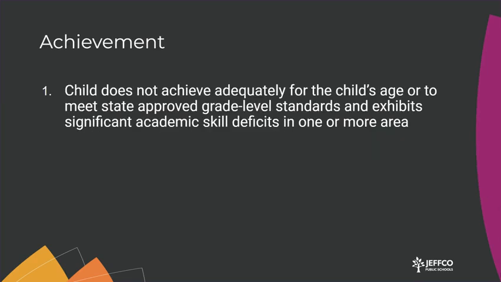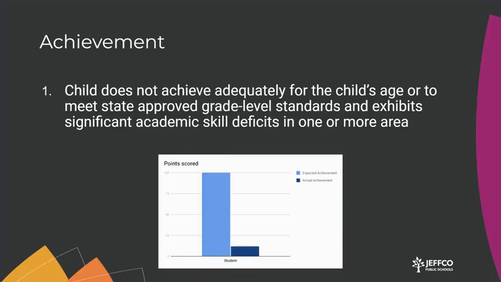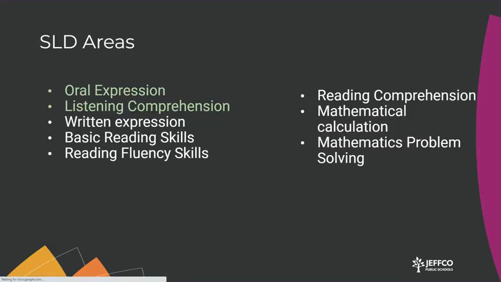The first is achievement. The child does not achieve adequately for their age or to meet state-approved grade level standards and exhibits significant academic skill deficits in one or more areas. This means there is a significant gap between the expected achievement and the actual achievement.